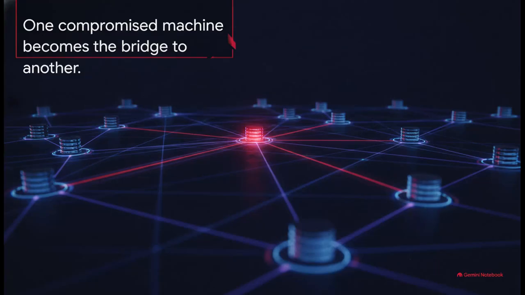And naturally, that leads to lateral movement. Basically, one compromised machine becomes the bridge to another. Once the attacker gets their hands on sufficiently privileged credentials, they don't just sit around on that first server. They pivot. They expand their reach rapidly from that initial server over to a file server, and eventually straight to the domain controller itself using remote administration protocols.